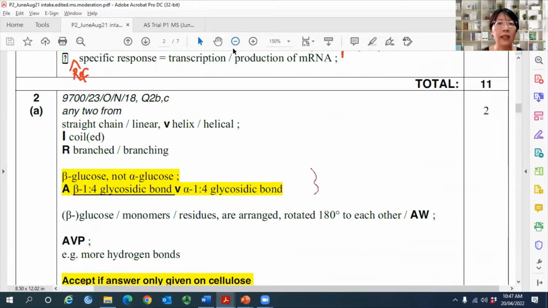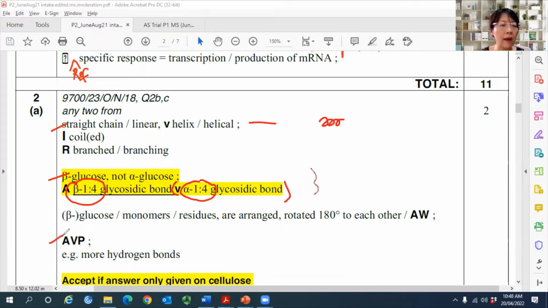Okay, so cellulose is a straight chain, right? Versus amylose is coil. Amylose is coil, so that's why cellulose is straight chain. And then secondly, cellulose is made of beta glucose rather than alpha glucose. We also accept a student who writes that the monomers are joined by beta 1,4 glycosidic bond versus alpha 1,4 glycosidic bond; you don't have to write both.